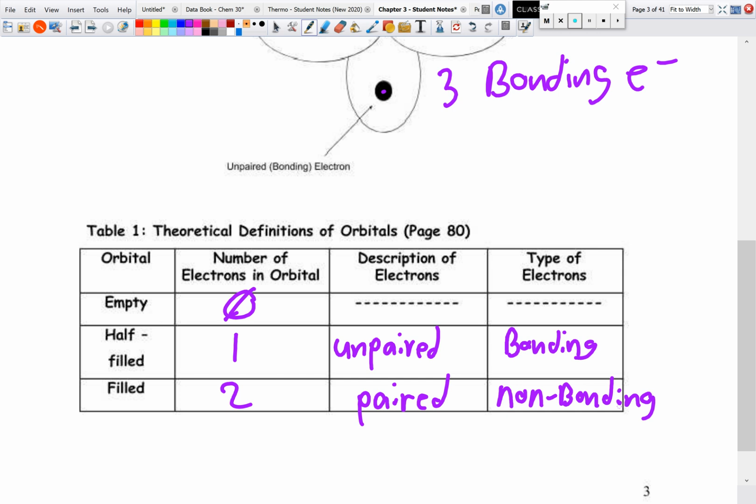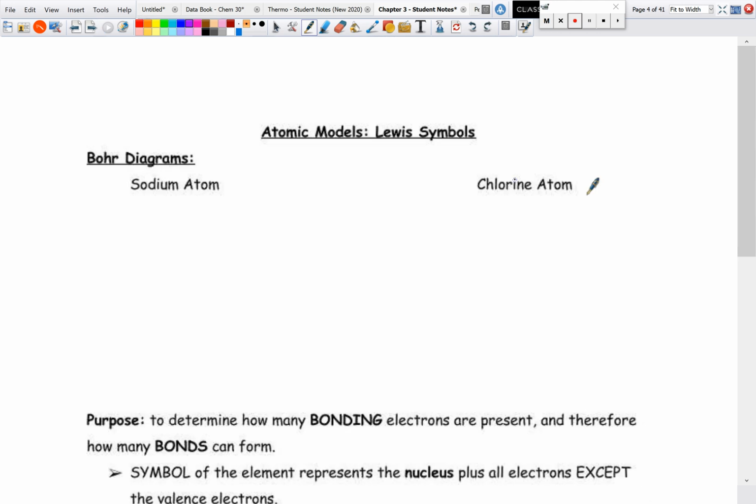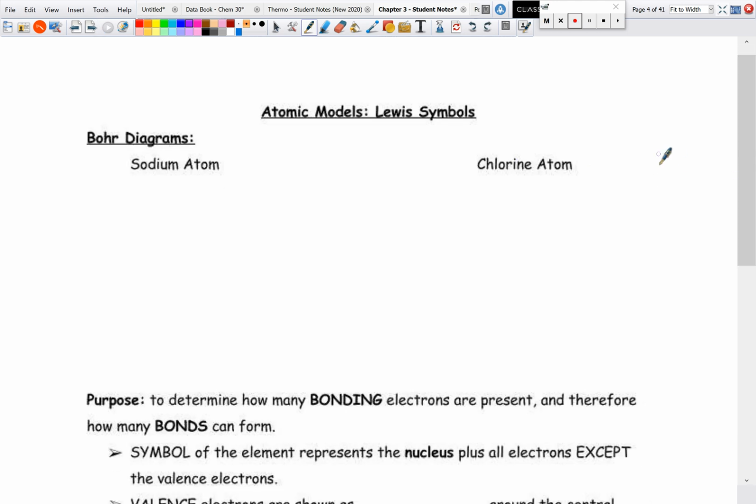Now we're going to break into Lewis diagrams, but we need to look at Bohr models one more time, and this will be the last time ever looking at Bohr models, because we use Lewis models. We've already looked at Bohr models when we did our Science 10 review. So just remember, I'm going to draw them here for the sodium atom and the chlorine atom.